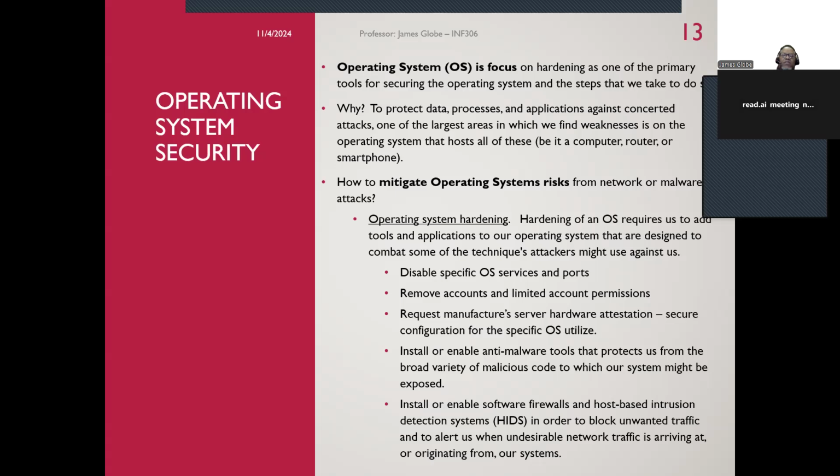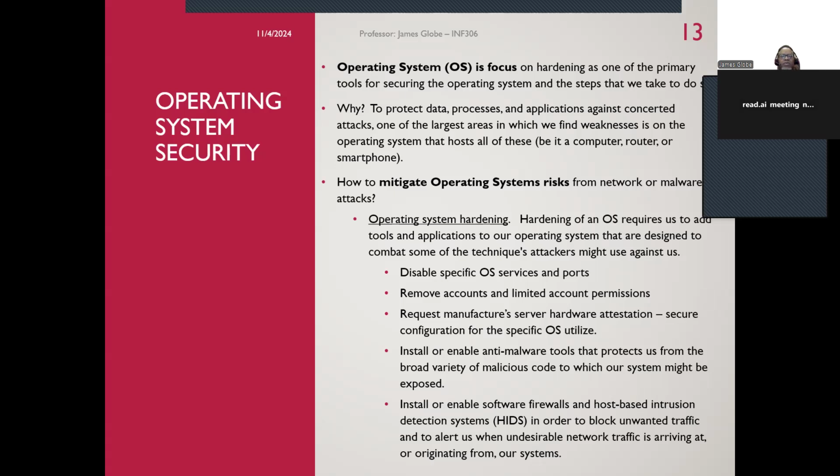So how do you mitigate operating system risk? You could do it by going through the process of hardening the OS. Hardening of an OS requires that we add tools and applications to the operating system that are designed to combat attacks and help mitigate vulnerabilities in the operating system.